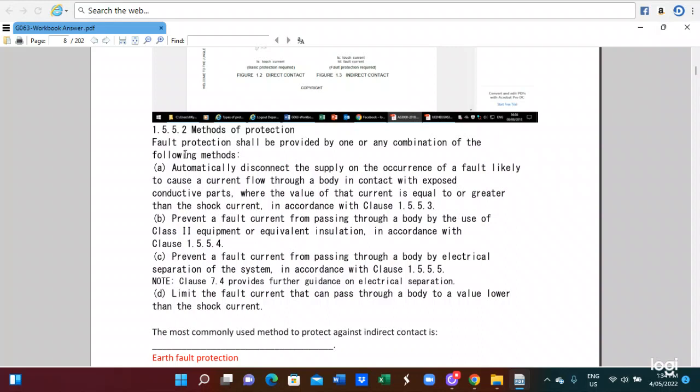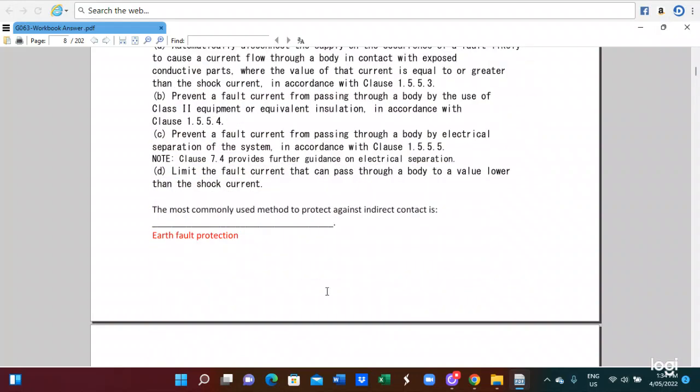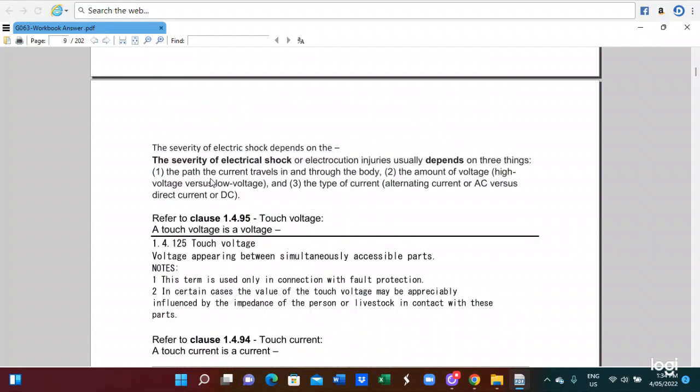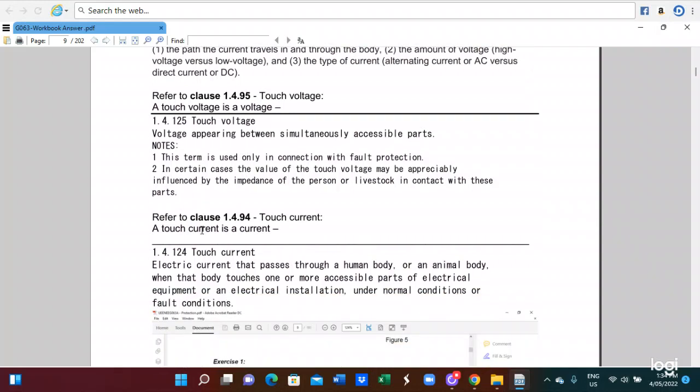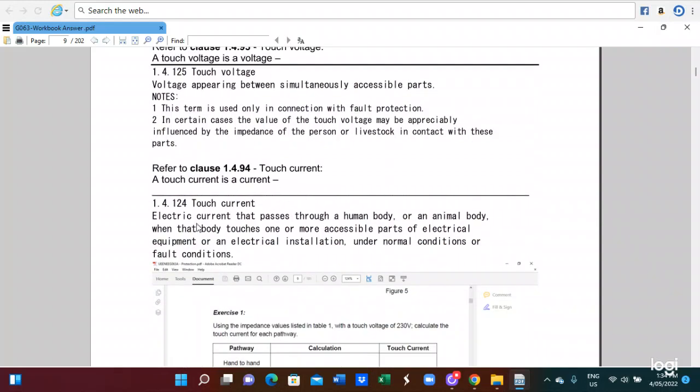You can read 1.5.2 of AS/NZS 3000. This is regarding the fault protection method. And the commonly used protection is the alpha protection, and we also need to know about the touch voltage level. Voltage appearing between simultaneously accessible parts. Also the touch current, the definition of touch current: electric current that passes through the human body or animal body when the body touches one or more accessible parts of the electrical equipment.